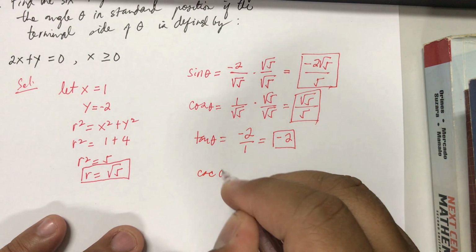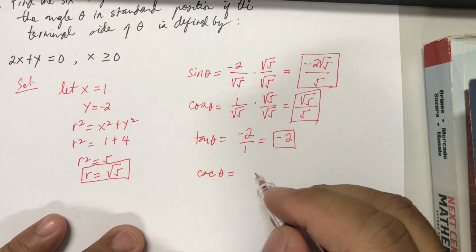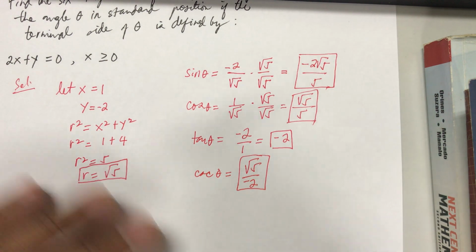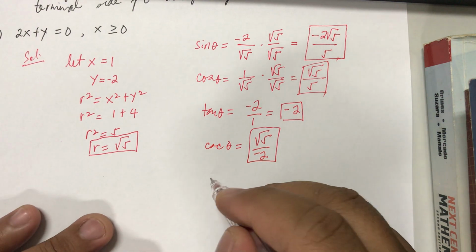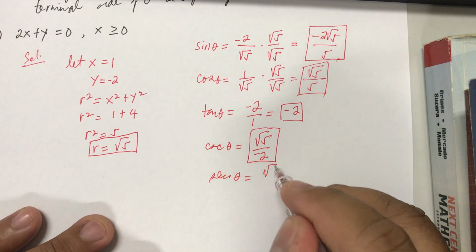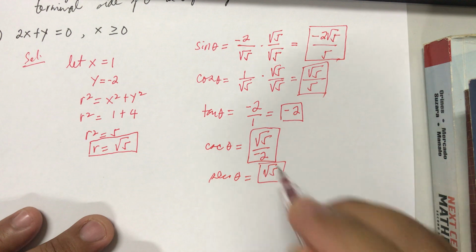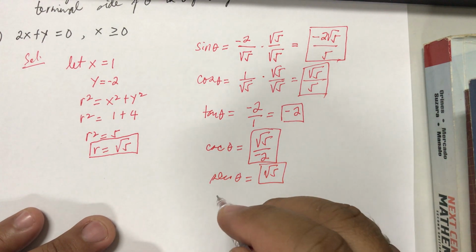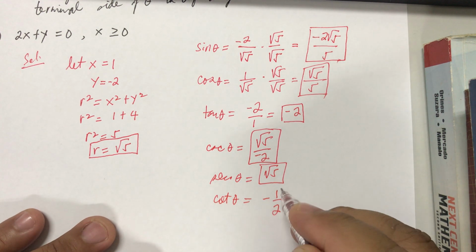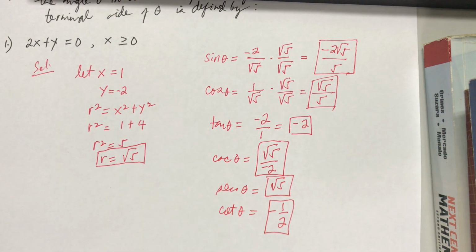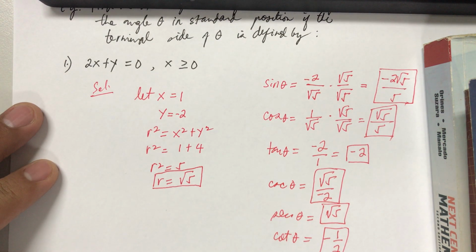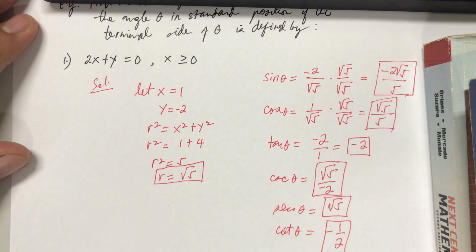Cosecant theta, which is the reciprocal of sine theta, would be square root of 5 over negative 2. Next, you have secant theta, which is the reciprocal of cosine theta, is square root of 5 over 1 or square root of 5. And finally, you have cotangent theta, which is the reciprocal of tangent theta, is negative 1 over 2. So these are the 6 trigonometric function values.